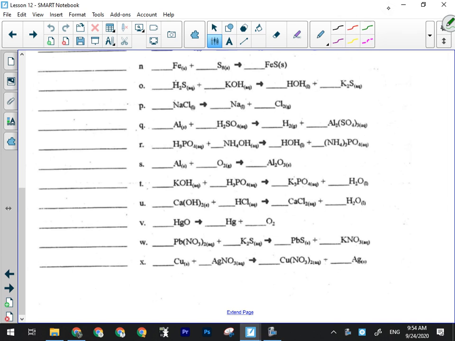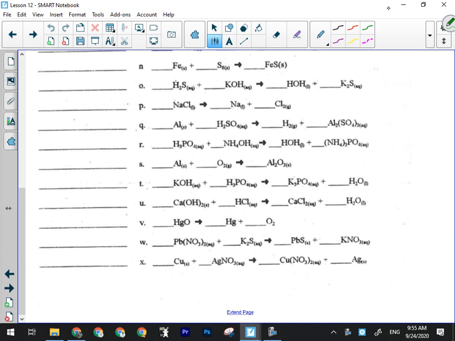Okay, so sticking along the same thought here of polyatomic ions and brackets, we're going to go over a couple of these for balancing purposes. So we'll start with R, where we have hydrogen phosphide and ammonium hydroxide reacting, and they're forming water and ammonium phosphide. So we've got to balance this whole thing.